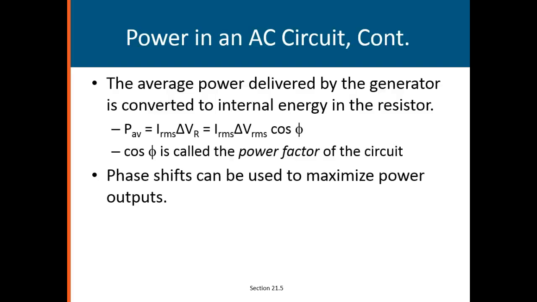So P average, the average power, is the RMS current, root mean squared current, that's sort of your average current, times delta V_R, the voltage drop across just the resistor, which is also the RMS current times the RMS voltage. Why? Because the voltage and the current are in sync across the resistor. Oh wait, I'm sorry, times the cosine of phi. What is phi?